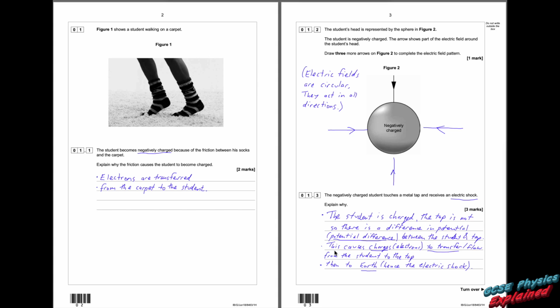And this difference will cause charges, in this case electrons, to transfer or flow from the student to the tap to try to balance out the charges. So there's no difference in the voltage that's on the tap compared to the voltage that's on the person. That's how it happens. And the charge will go to the earth, and that's why they get an electric shock. As the electrons, as the charge is leaving the person's body, that's when they'll get a shock.